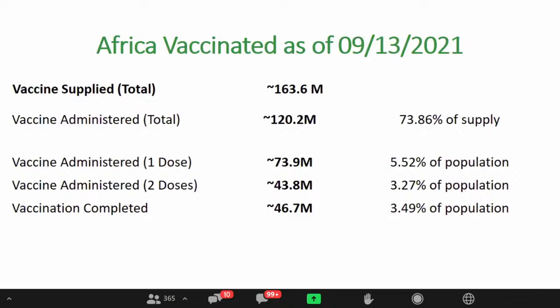The number is pretty low, but in the past 2 weeks we've seen some significant increase in the projection and in the trend. That's 46.7 million people on the continent fully vaccinated.